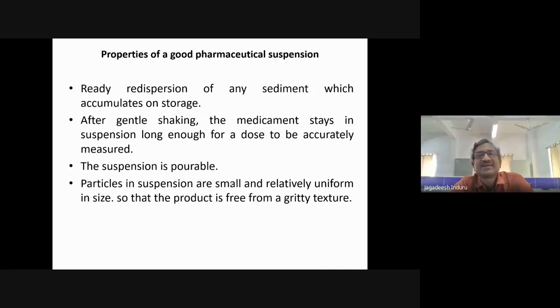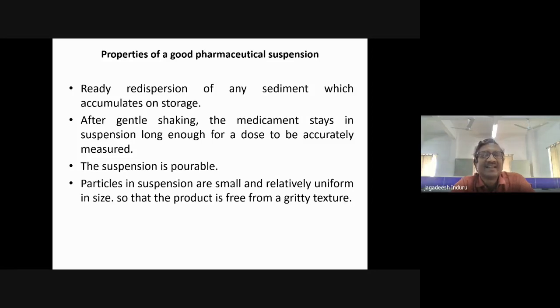of any sediment which accumulates on storage. We cannot avoid forming the sediment because it is a dispersed phase and gravity is present. Because of gravity, the solid will tend to come down. We can't avoid it because it is a universal principle. But at the same time, if you are able to redisperse it even though it forms a sediment, I can meet the requirements of a good suspension.